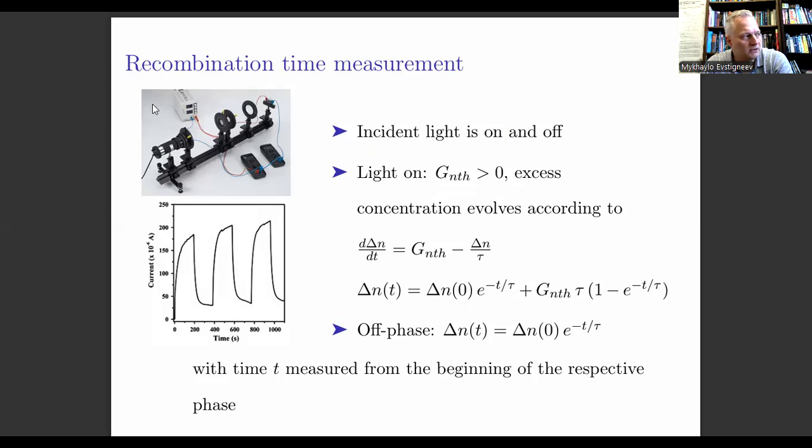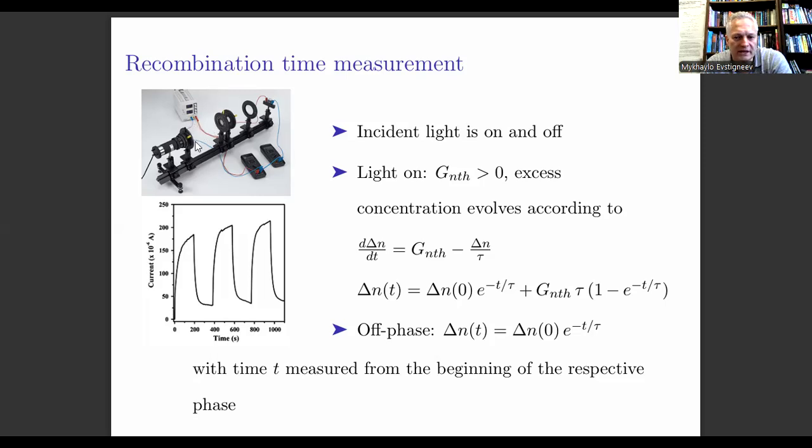So we have discussed recombination time, but how is it measured? The standard procedure is to measure the so-called photoconductivity, and here is the description of the experimental setup. So somewhere here you have a semiconducting sample, and a source of light, and that source of light produces light which is modulated in time. So the intensity of light goes up and down.